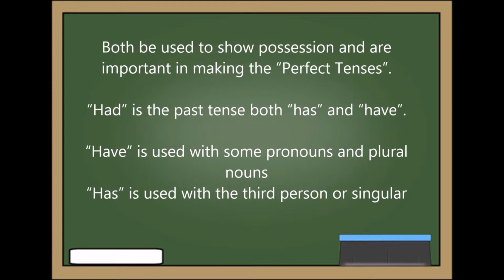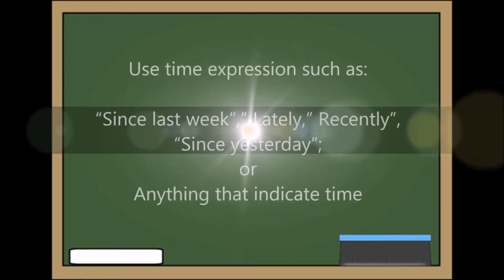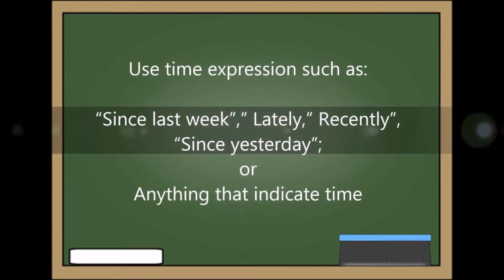Had is the past tense of both has and have. Have is used with some pronouns and plural nouns. Has is used with a third person or singular. We can use time expressions such as since last week, lately, recently, since yesterday, or anything that would indicate time.